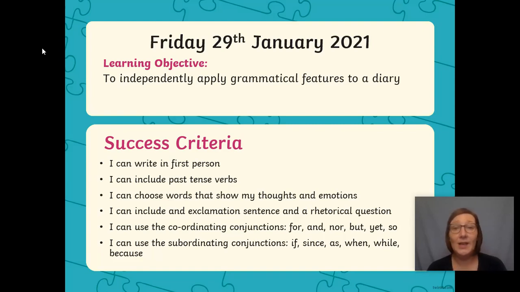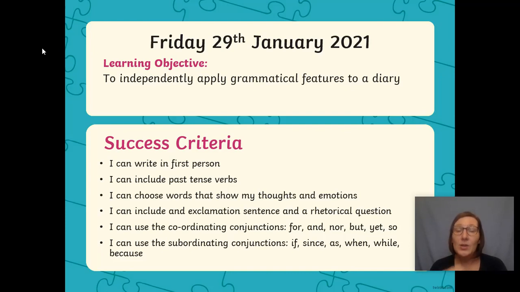Making sure that you're writing in first person, that's really, really important. Making sure you're including the past tense, because remember, when we're writing our diary, it's already happened, it's in the past. It hasn't happened yet, it's already happened. You're going to make sure that you're choosing words that show your thoughts and emotions. You're going to make sure that you include that exclamation sentence and rhetorical question. Oh my goodness, I wonder why that was happening over there.